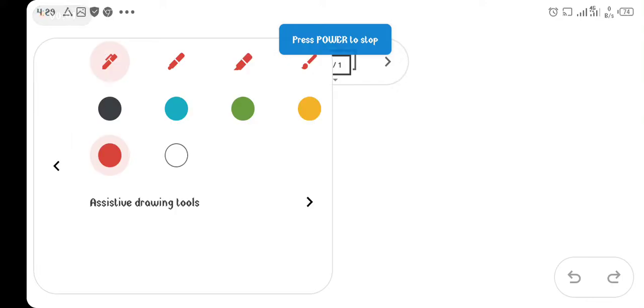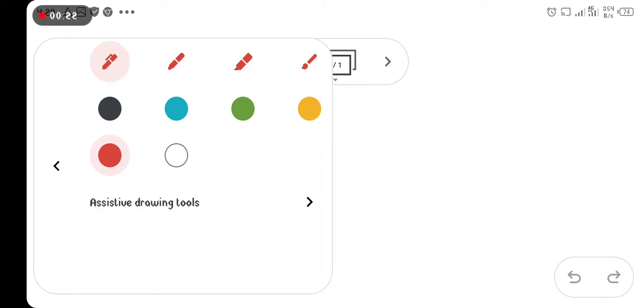Hey guys, welcome back. Today we'll be talking about inverse variation. Remember, in my first video, I introduced the topic variation. I also told you that we have basically four types of variation: direct variation, inverse variation, joint variation, and partial variation. Today we'll be talking about inverse variation.